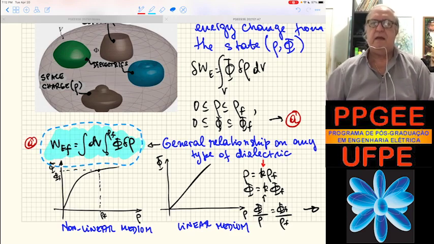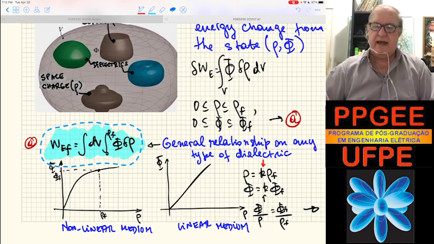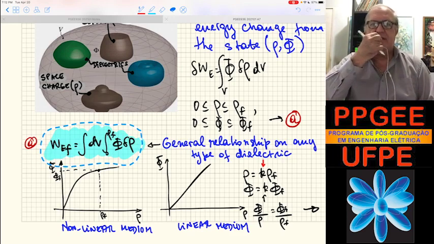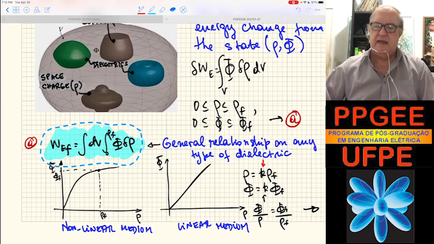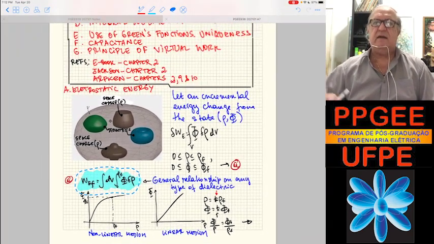Right here. Very well. We had expressions for energy from the source point of view and from the field point of view. What happens in the field framework?